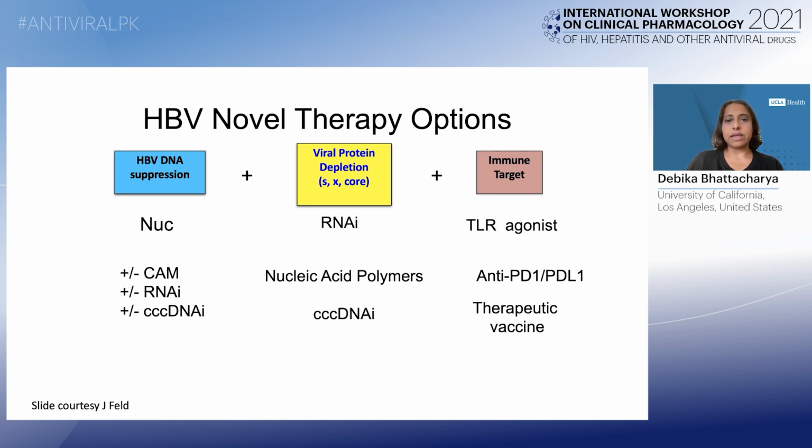So looking forward, we think that hepatitis B therapy is going to need to have a multi-mechanistic approach, which will involve HBV DNA suppression with the currently available nucleoside or nucleotide analogs, viral depletion. There are currently different ways that these are being investigated, including RNA silencing, nucleic acid polymers, and also cccDNA inhibitors, and then leveraging the immune system. And anti-PD-1 or PD-L1 might be one of those approaches, perhaps coupled with a therapeutic vaccine or coupled with a TLR7 or 8 agonist.